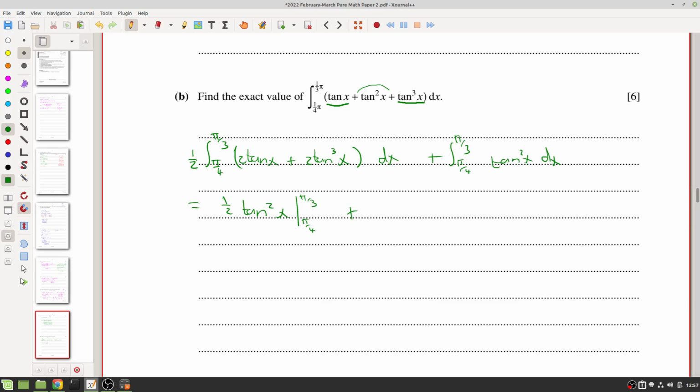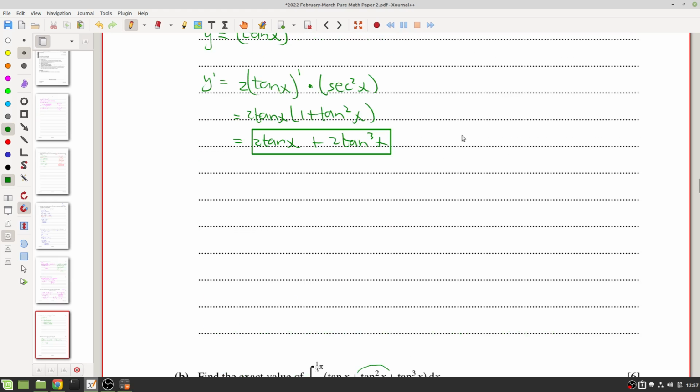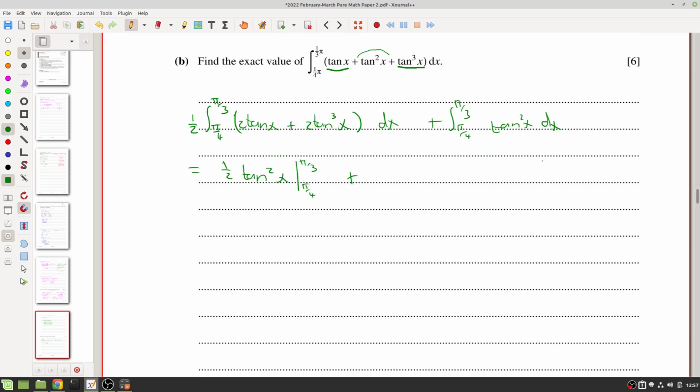Plus, and now we still have to integrate this, but integrating tan squared is not that straightforward. So what we can do is rewrite tan squared. Here, we know that sec squared equals 1 plus tan squared. So let's do this in rough work here, in a different color. So sec squared equals 1 plus tan squared, so then tan squared equals sec squared minus 1. Okay, so we can rewrite tan squared as sec squared x minus 1.